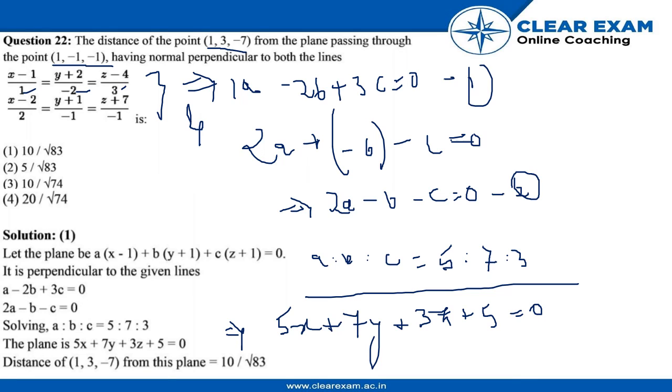Now we can simply calculate the distance of this point from our plane, and that simply comes out to be 10 by root 83. And now if we look at the options, 10 by root 83 is the first option, and this is the correct one.